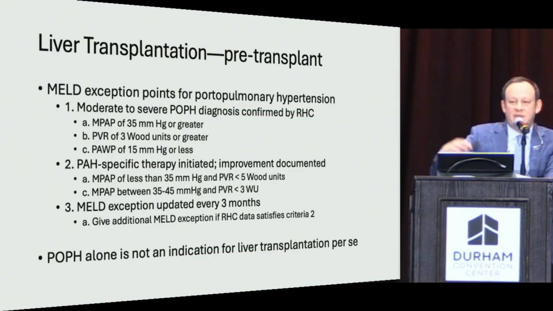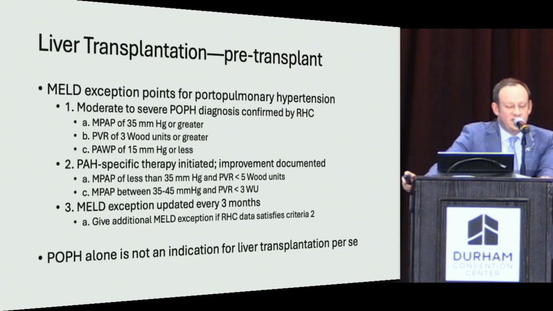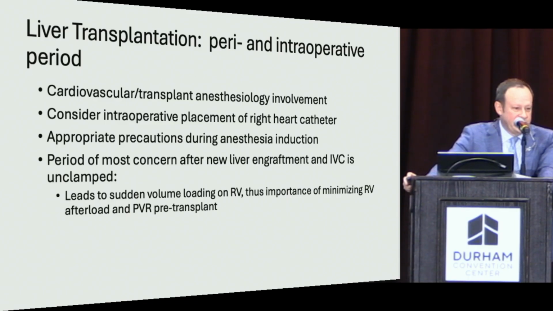And this must be updated every 3 months, so there has to be continuous hemodynamic reassessment and proof of control of the disease. It is important to note, though, that portopulmonary hypertension alone in itself is not actually an indication for liver transplantation, right? So if a patient has well-controlled portopulmonary hypertension, and their liver disease is not such that they would have a high MELD score and need imminent liver transplantation, we can proceed with just treating the portopulmonary hypertension and not need to pursue liver transplant.